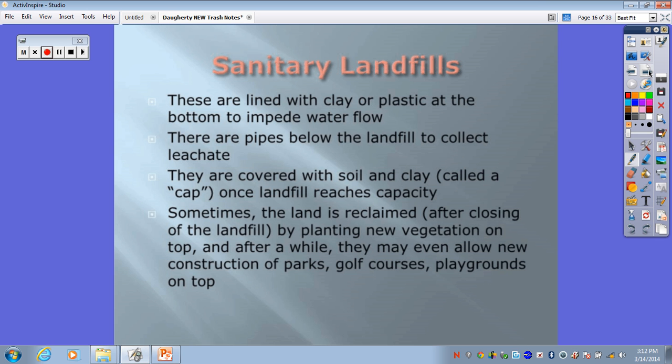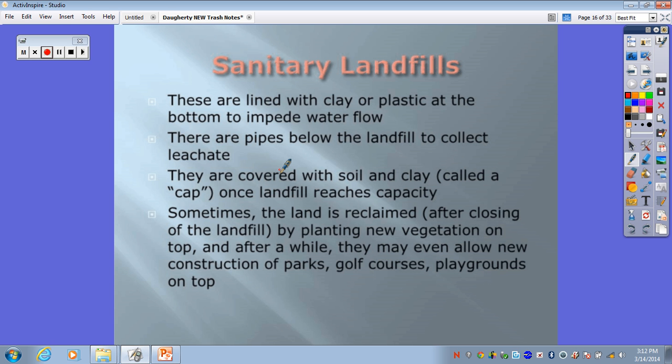Okay, so more on a sanitary landfill. It says that these are usually lined with clay or plastic at the bottom to impede water flow, because again we don't want anything to leach out. Now we have pipes below them to collect what we call leachate, which I'll talk more about in a few seconds.